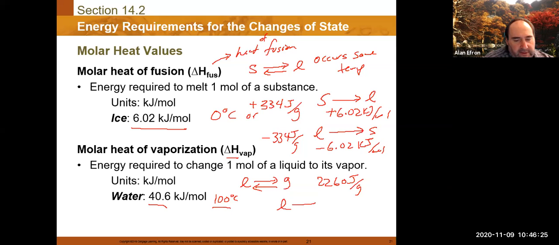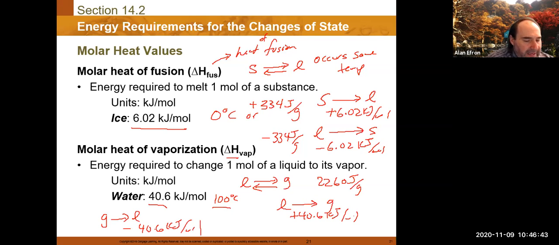If we're going from liquid to gas, that's endothermic. We need to put heat and energy in there. That's going to be our positive 40.6 kilojoules per mole. If we're going from gas back to liquid, we need to give off that energy. That's going to be minus 40.6 kilojoules per mole. So again, these numbers are going to be the same regardless of which way you're going. Just like we talked about with specific heat, we want to make sure that we use the correct sign, depending on whether it's endothermic or exothermic.